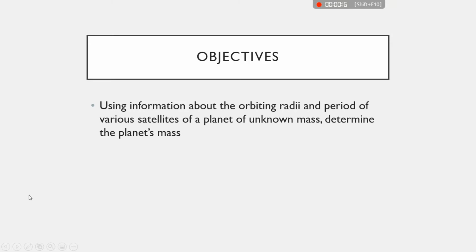So the goal is to use information about the radii and period of various satellites of a planet to determine the planet's mass, which is something I don't think we've done before.